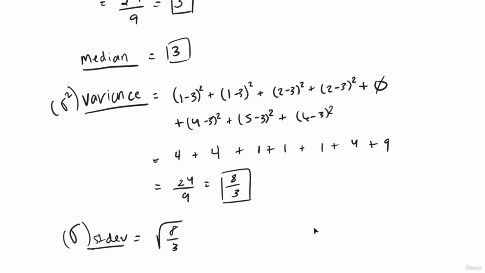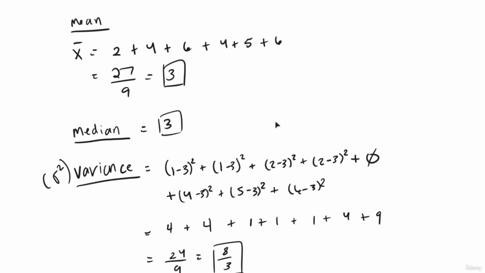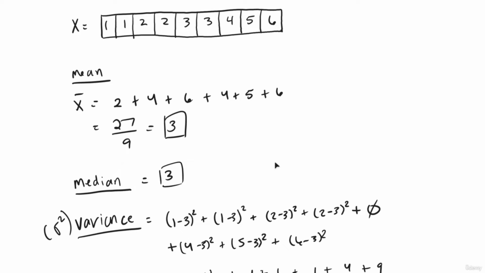And so that's how you calculate the variance. That's how you calculate the median and the mean. Given some observations right here, we had n equal to 9, so we had 9 observations. We just collected some samples, and then we calculated the mean, median, variance, and standard deviation of it.